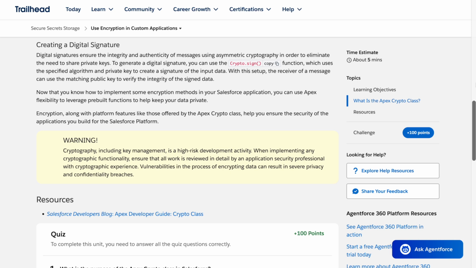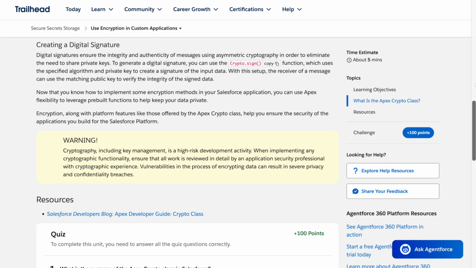Now that you know how to implement some encryption methods in your Salesforce application, you can use Apex flexibility to leverage pre-built functions to help keep your data private. Encryption, along with platform features like those offered by the Apex crypto class, help you ensure the security of the applications you build for the Salesforce platform.